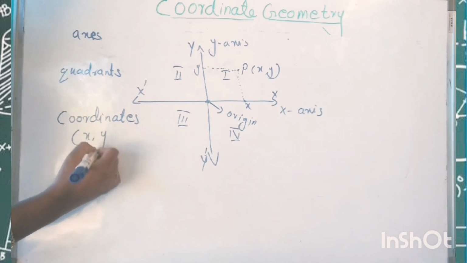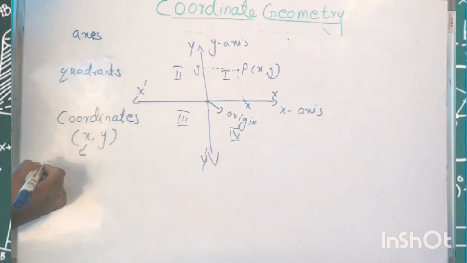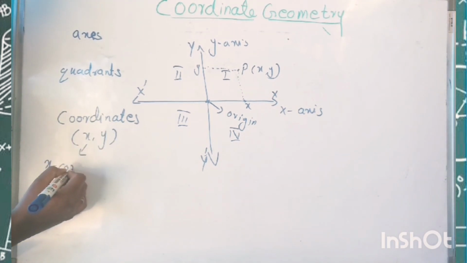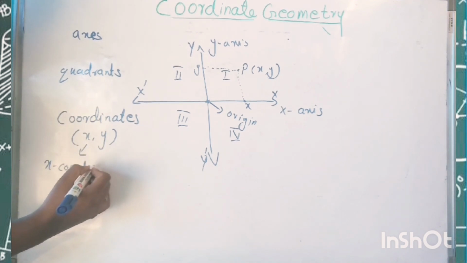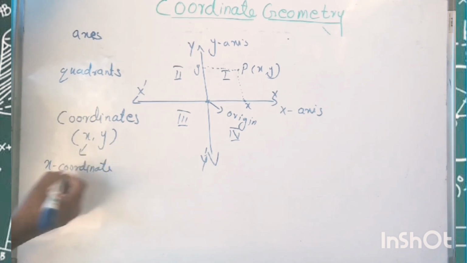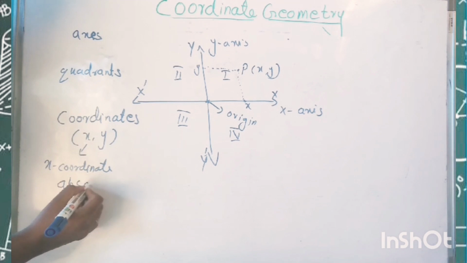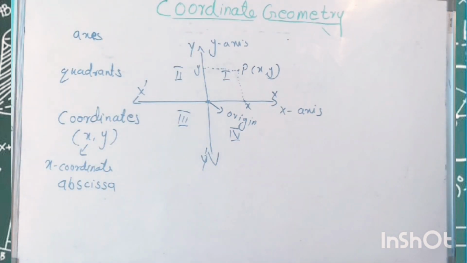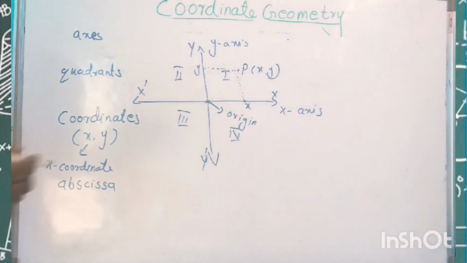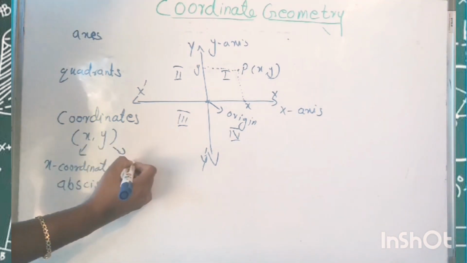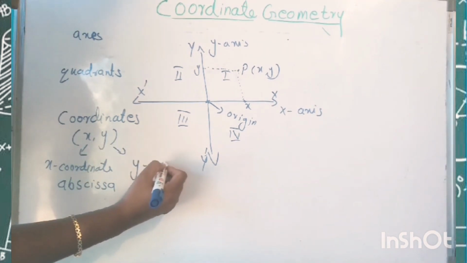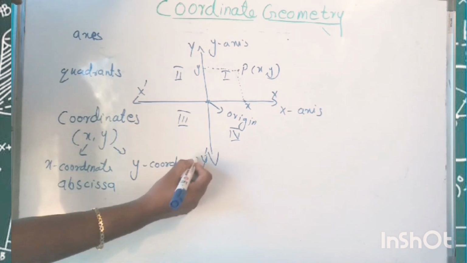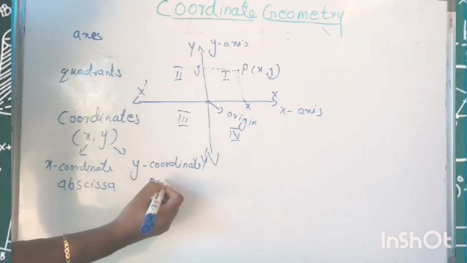In those coordinates, the first entry is called the x coordinate or abscissa. And the second entry is called the y coordinate or simply ordinate.